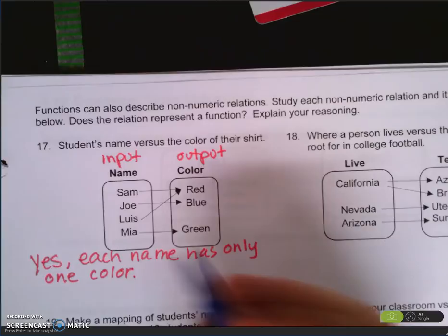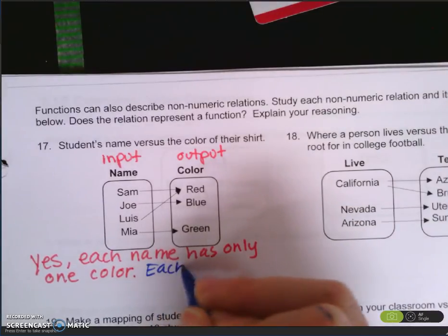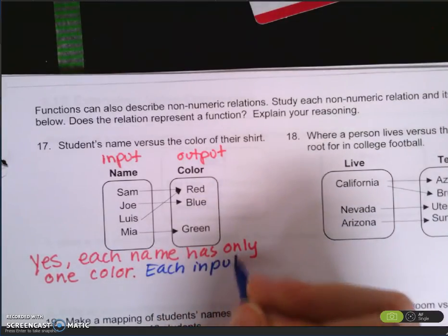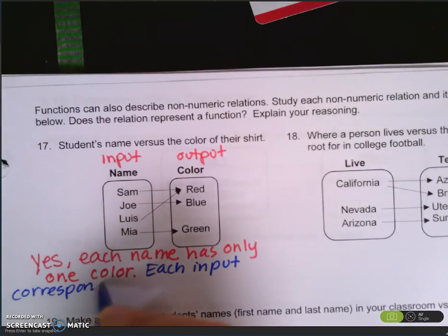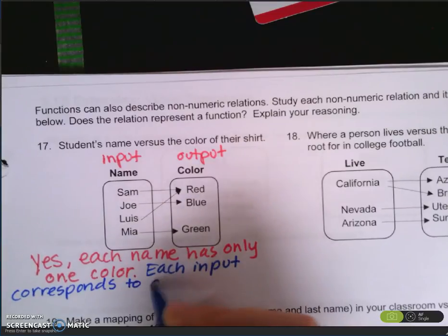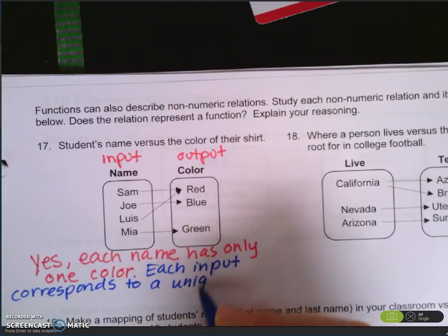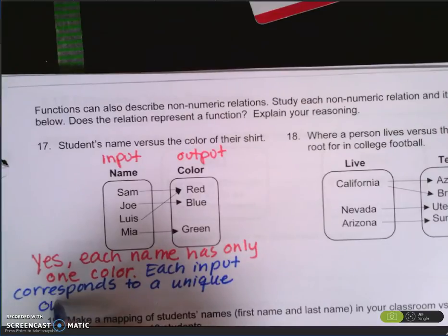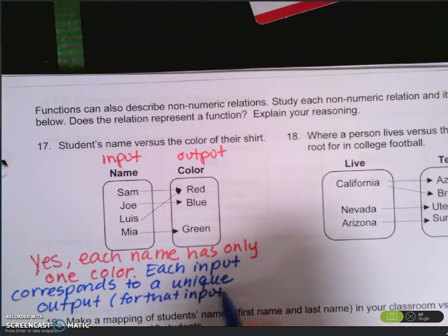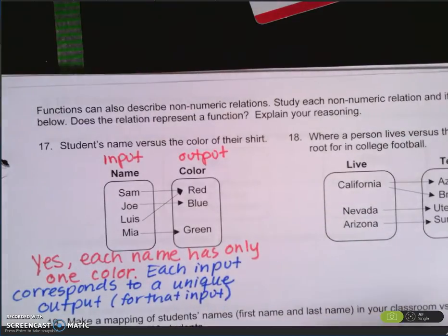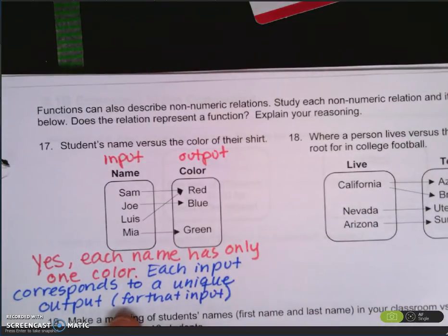I can also say each input corresponds to a unique output. And it's unique for that input. You might say, okay, so it's unique for that input.